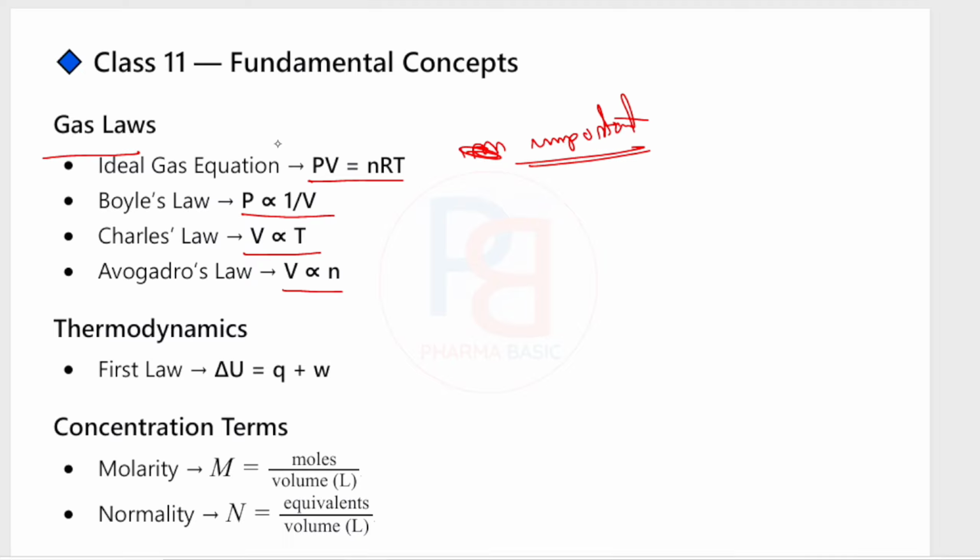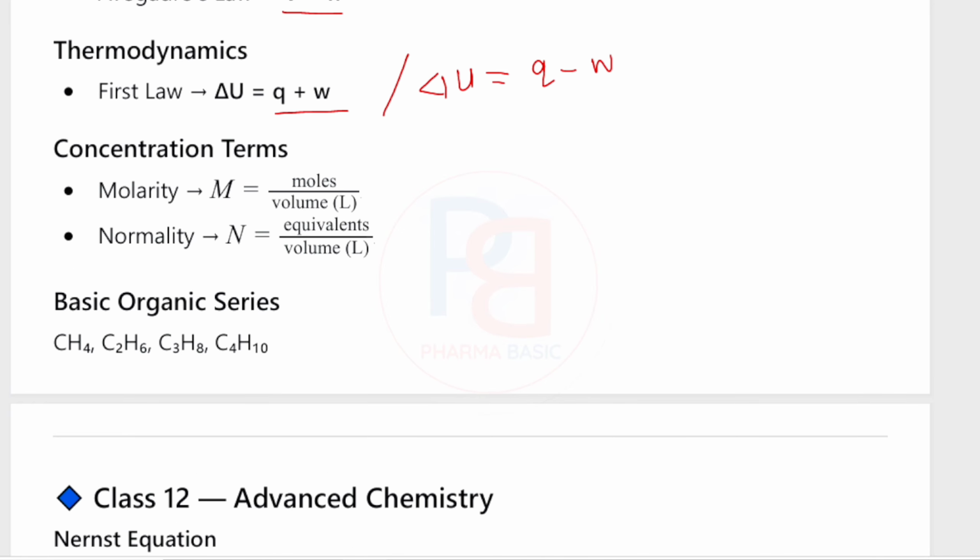In thermodynamics, the first law, del U equals Q plus W. There is one more form, del U equals Q minus W. Here energy is absorbed, here energy is released. Molarity, M equals moles of solute by volume in liters. And normality, gram equivalent of solute by volume.